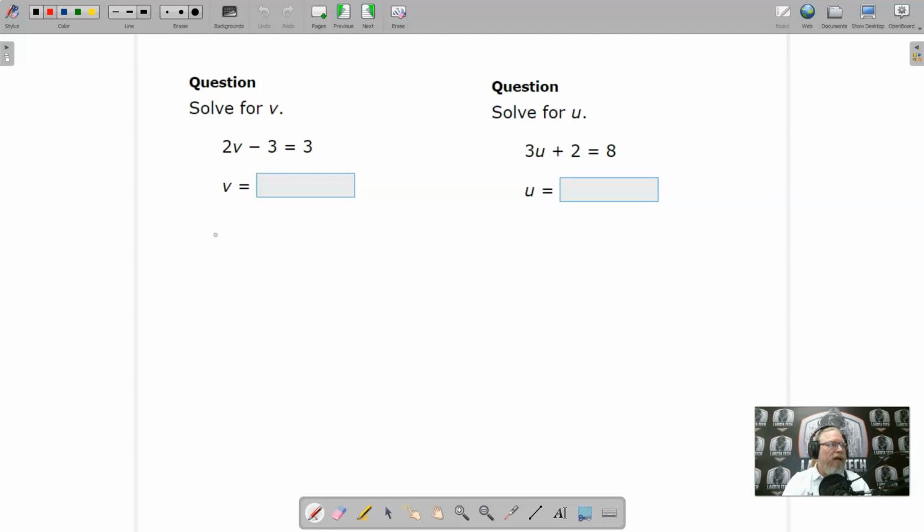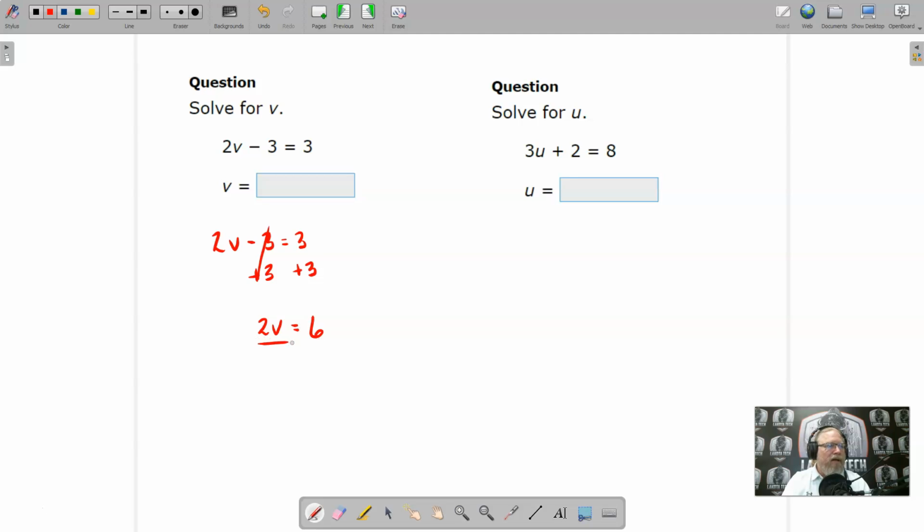Next example, we have 2v minus 3 equals 3. Before I can deal with the v that's tied to the 2, I have to deal with this minus 3 here. Well, the opposite of minus 3 is positive 3, so I'm going to add 3. What I do to one side, I'm going to do to the other. The 3's will cancel each other, leaving me with 2v on the left, and 3 plus 3 is 6.